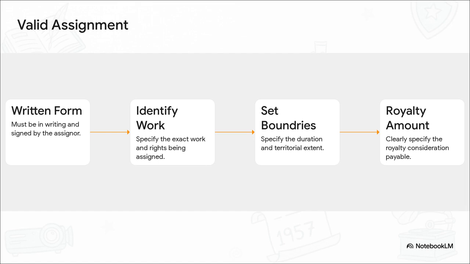If you want to transfer your copyright to someone else, a process the law calls assignment, you can't just do it with a friendly handshake. The Act demands strict formalities. To be legally valid, an assignment must: 1. Be in writing and signed by the assignor. 2. It has to explicitly identify the work and exactly which rights out of that bundle are being handed over. 3. It must specify the duration and the territorial extent, meaning where in the world this applies. And 4. It must clearly specify the royalty or consideration payable to the creator. It's a highly protective checklist.